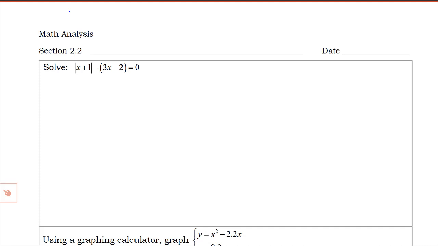Isolate the absolute value. Okay, let's do that. So that we have absolute value of x plus 1 by itself. And that's going to equal 3x minus 2. How are we doing? All right?